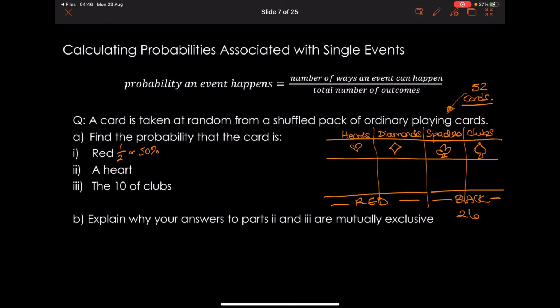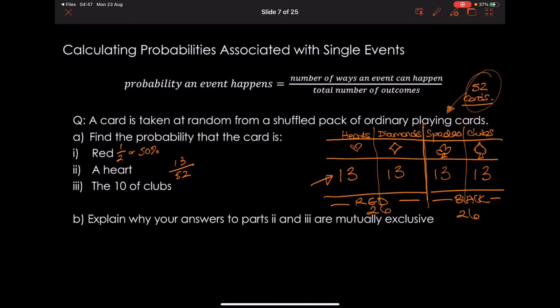You've got 26 black cards and 26 red cards, because there's 52 cards altogether, half are red, half are black, and half of 52 is 26. Then, because there's 26 in each colour, we have 13 hearts, 13 diamonds, 13 spades, and 13 clubs. So your probability of choosing a heart is 13 out of 52. But if you've noticed, it's actually a quarter.